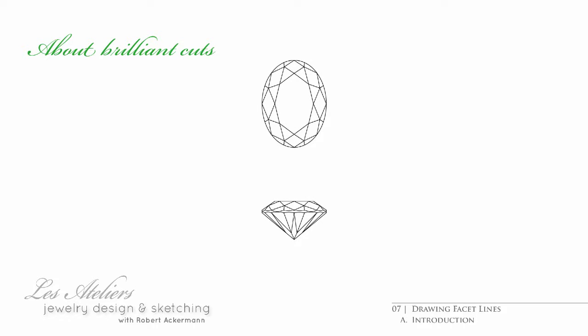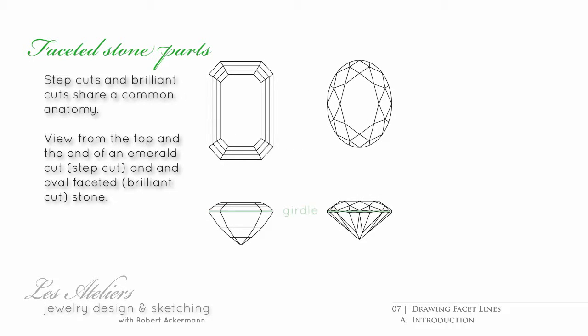The other category of faceting is the brilliant cut. Contrary to the trapezoidal facet shape of step cuts, brilliant cut stones have facets that are either triangular or kite-shaped. Either kind of faceting has its own distinct way of funneling light through the stone. That means that either imparts a different character on the stone. But let's look at the parts of both step cuts and brilliant cuts. Let's start at the top of the stone.